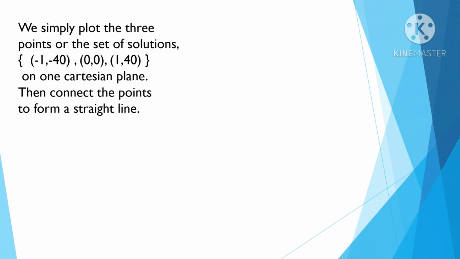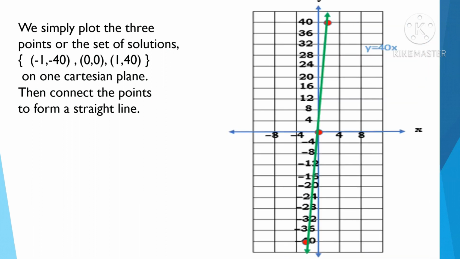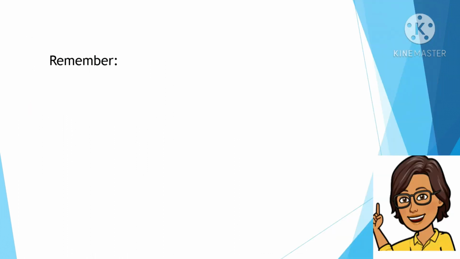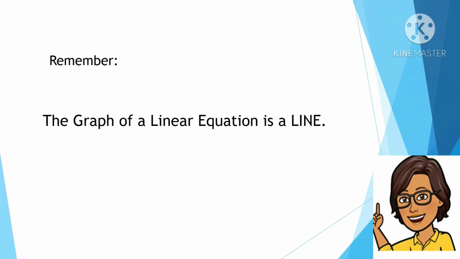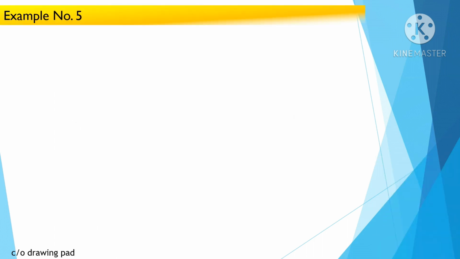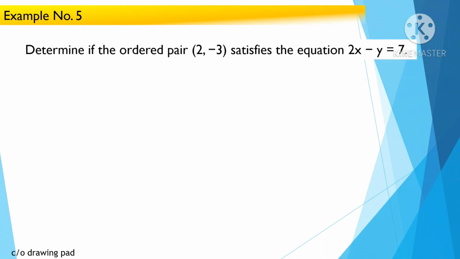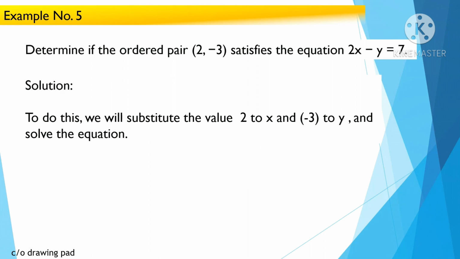At ito magiging result. Notice that the given line passes through all points containing the solution of the given linear equation. Remember that the graph of a linear equation is a line. Example number 5. Determine if the ordered pair 2, negative 3 satisfies the equation 2x minus y equals 7. To do this, we will substitute the value 2 to x and negative 3 to y and solve the equation.